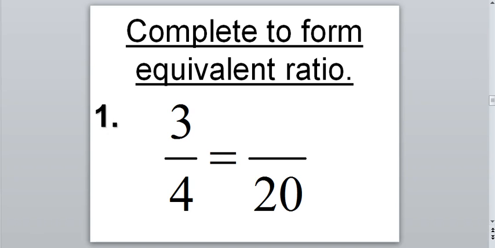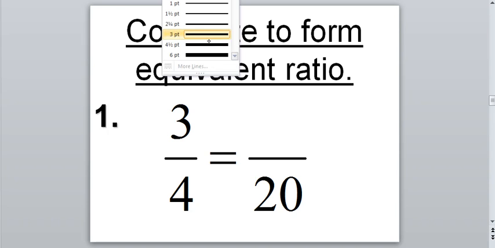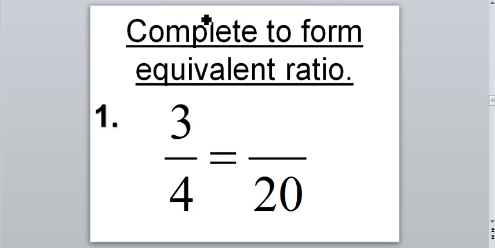Here we have 3 compared to 4, and they're telling us that it must be something compared to 20. Well, we know from our days with fractions, 4 times 5 is 20, so we multiply this times 5. 3 times 5 is 15.